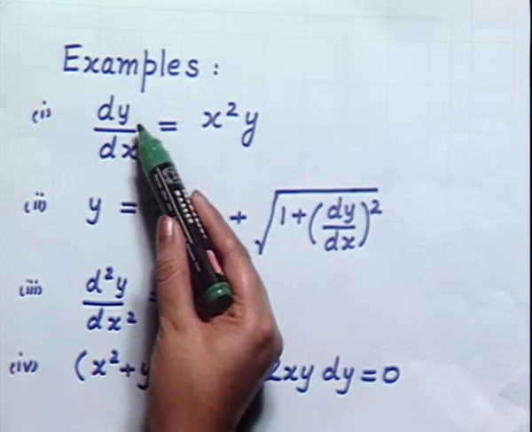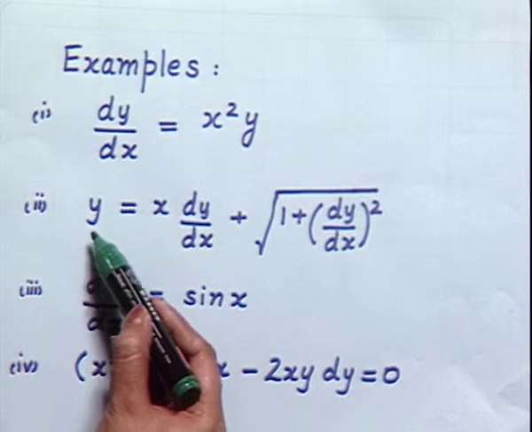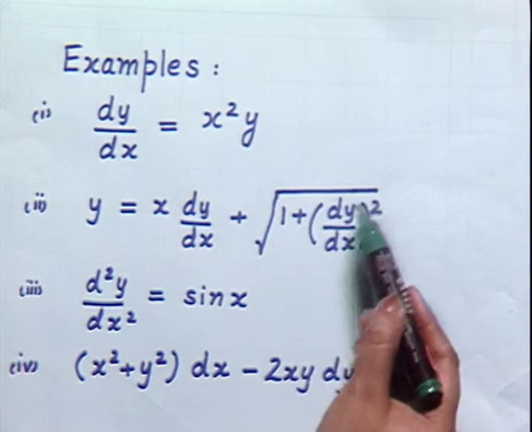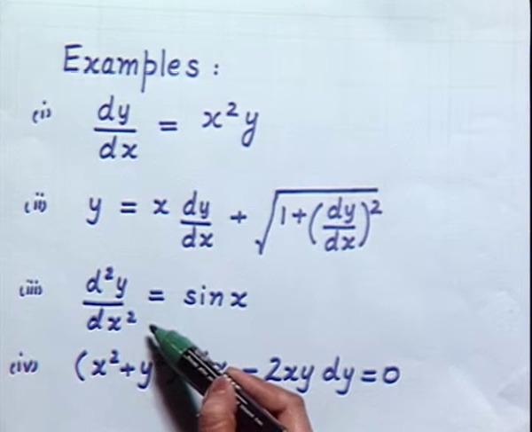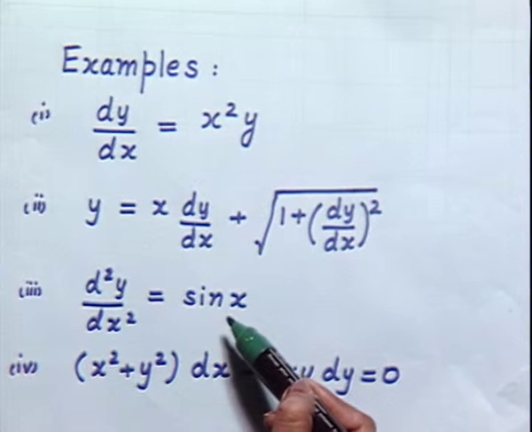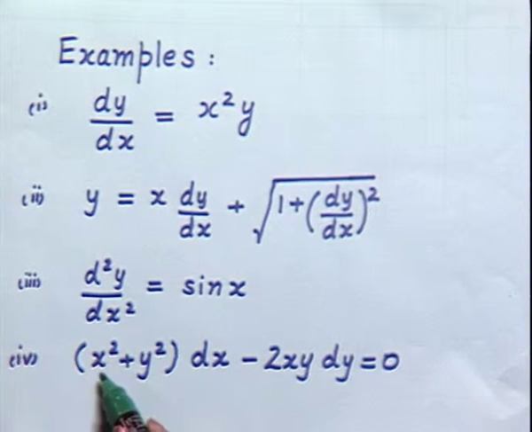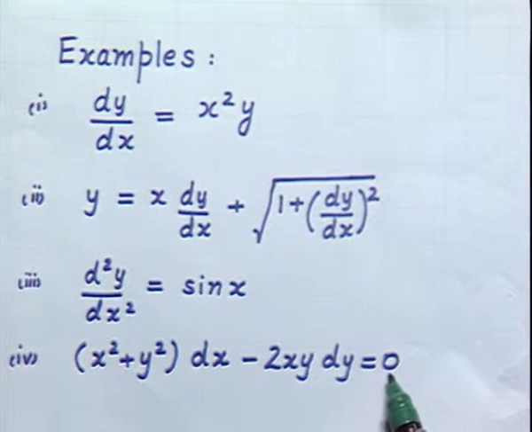We have examples which say dy by dx is equal to x square y, a differential equation, or more elaborately y is equal to x dy by dx plus under root of 1 plus dy by dx whole square. You can have second order derivatives involved, which can give rise to something like d2y by dx2 equal to sin x. When differentials are involved, as we are going to bring them in many cases, it will look like (x square plus y square) dx minus 2xy dy equal to 0. These are just some of the examples of differential equations.